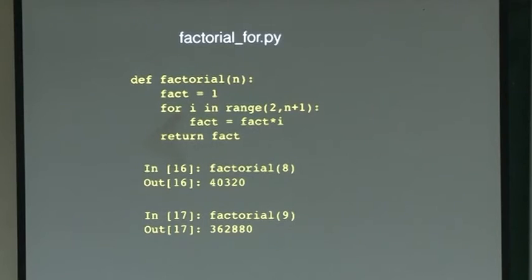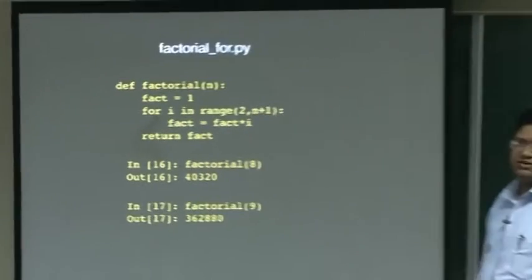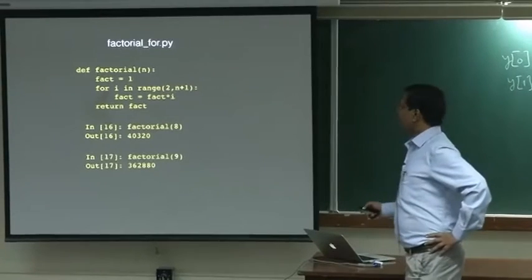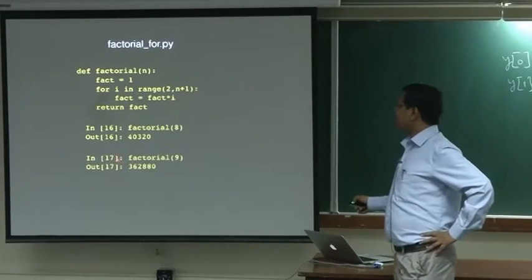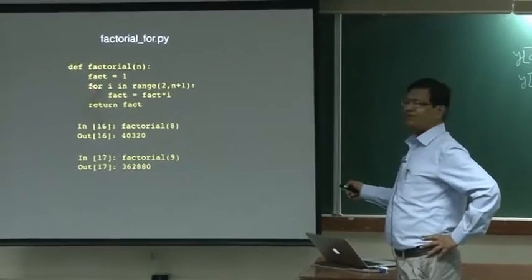Sir, is it compulsory for a function to return something? Not necessary. It could do something inside, or print, for example, it will just print and return. Now, a few important points. Suppose I say print fact, will it be visible?